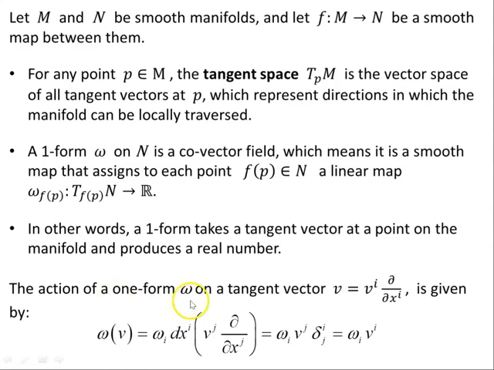So the action of a one form omega on a tangent vector v, if we write out this component form v^i partial x^i, is given by omega acting on v is omega_i dx^i. Okay, that's the one form. Here's the vector here. Now these components we can pull out and multiply them together, so omega_i v^j, and then the Kronecker delta applies between the basis one form dx^i and the basis vectors partial x^j here. When j is equal to i, we have omega_i v^i. And this is a scalar. This is a number once you have evaluated it at a particular point.